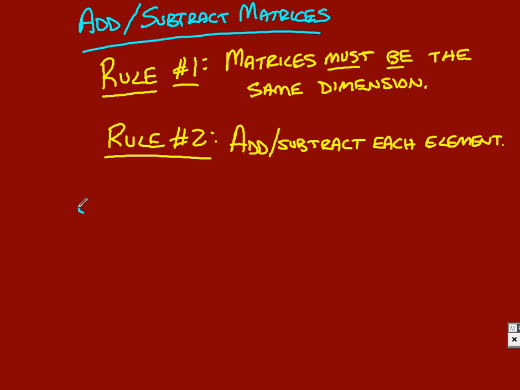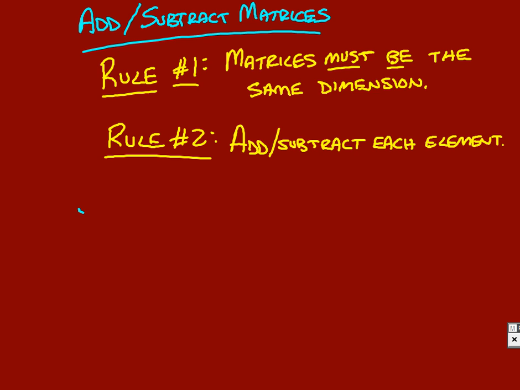And the two rules we have to look at first. Rule number one, that everybody will overlook: the matrices must always be the same dimension. They must have the same number of rows and columns. And rule two, all you have to do is just add or subtract each corresponding element of the matrices.